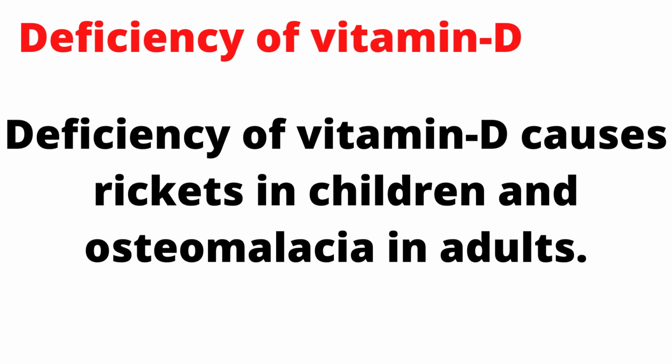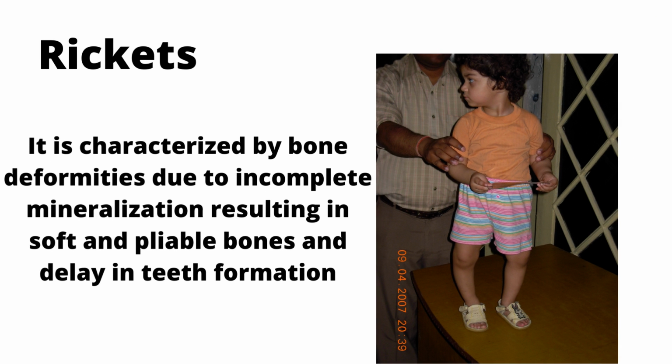Now coming towards deficiency of vitamin D. Deficiency of vitamin D causes rickets in children and osteomalacia in adults. What is rickets? It is characterized by bone deformities due to incomplete mineralization, resulting in soft and pliable bones and delay in teeth formation. Because of deficiency of vitamin D3, our bones become very soft, porous, and can easily be broken.